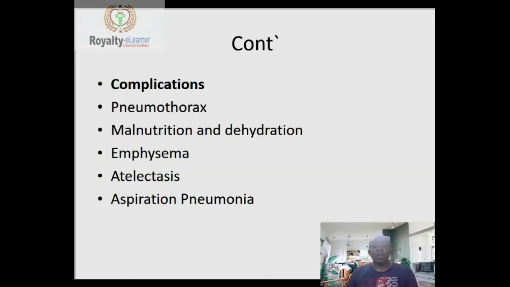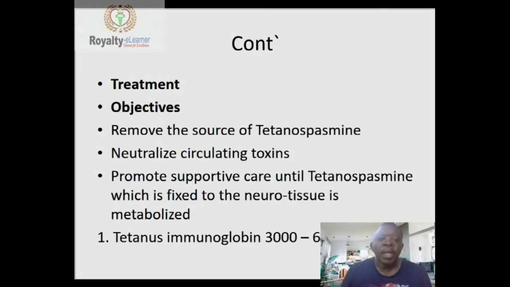Let us now look at the complications of neonatal tetanus. The first complications are pneumothorax, malnutrition and dehydration, because the patient is not feeding, emphysema, atelectasis, and aspiration pneumonia. Let's now treat this condition. Our objectives of treatment are to remove the source of tetanus spasm, neutralize the circulating toxins, and promote supportive care until the tetanus toxin, which is fixed to the neural tissue, is metabolized.